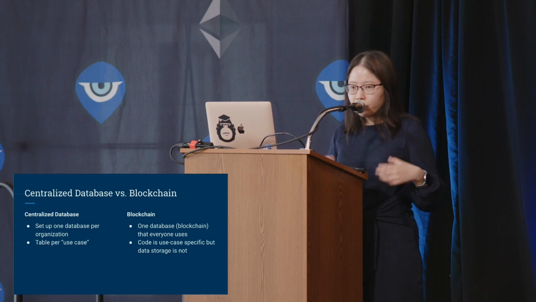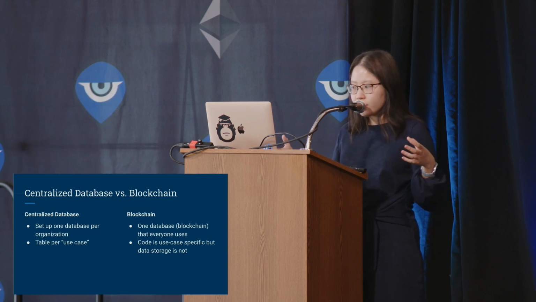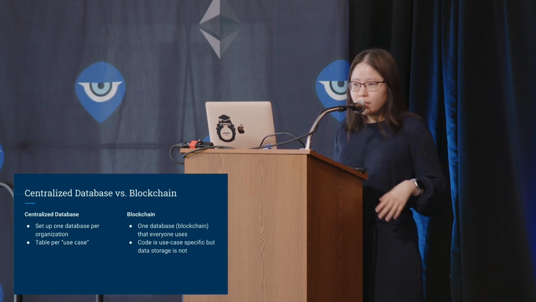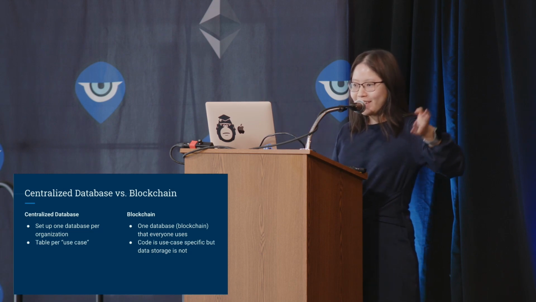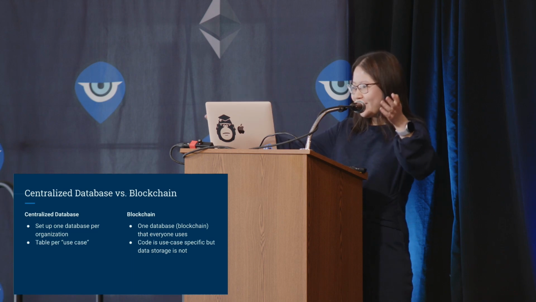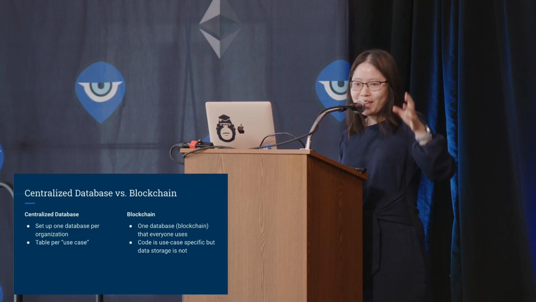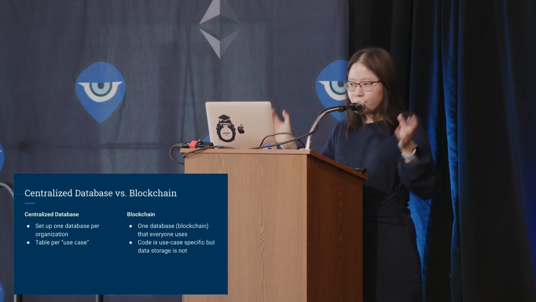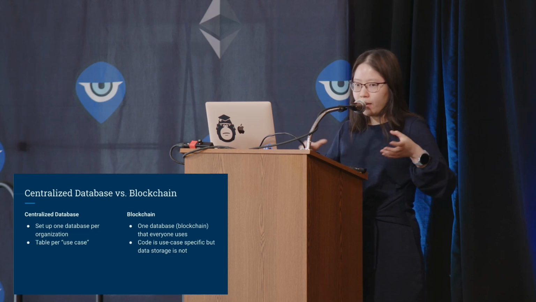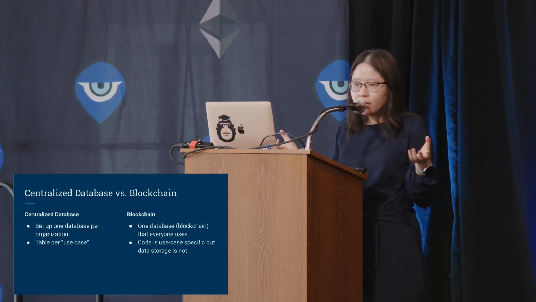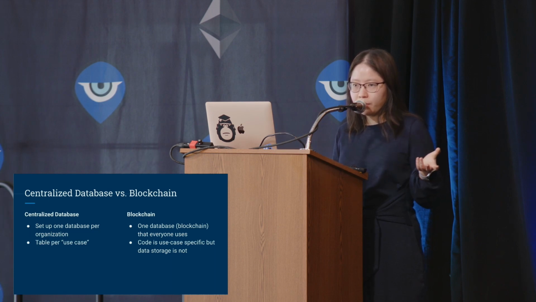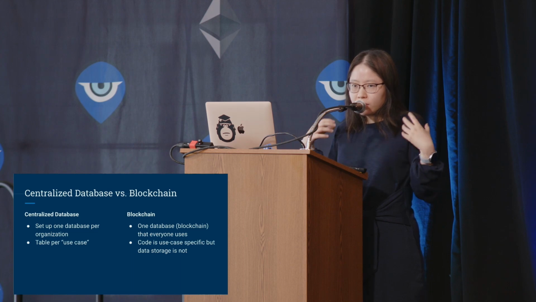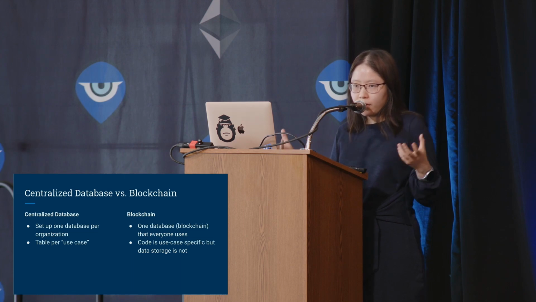But in the blockchain, you have one database that everyone uses. So your Bored Ape Yacht Club, name your favorite NFT collection, World of Women, all of them use that one blockchain and that one database. And all of these use cases are also stored on the same database with no different tables. So what you have is a giant mess of data that isn't contextualized and isn't organized really well.